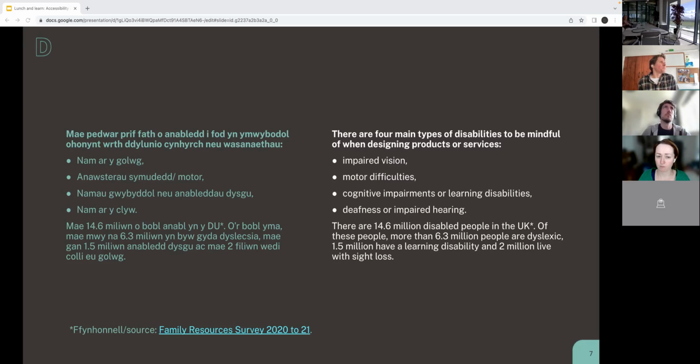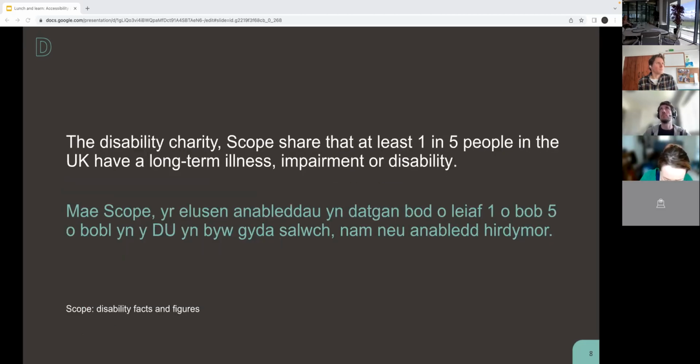And deafness or impaired hearing as well. And so that can be from fully deaf to having slightly impaired hearing. But there are 14.6 million disabled people in the UK. So moving on to the next slide, we're going to dive into those different people in different ways.